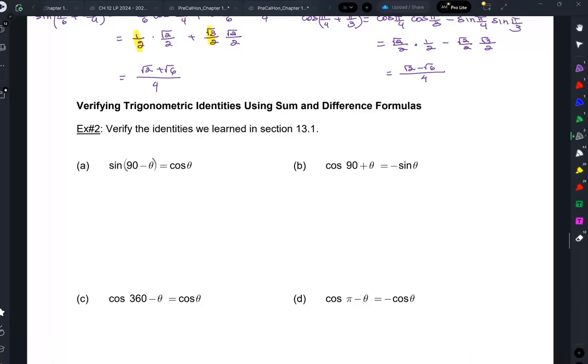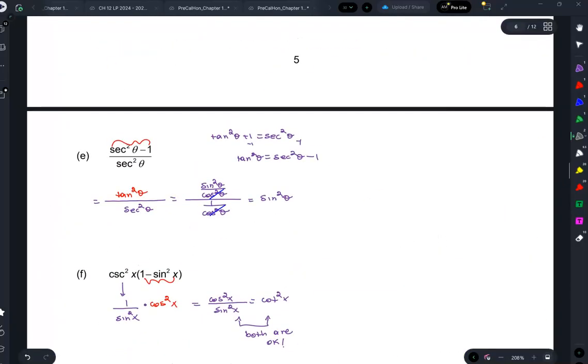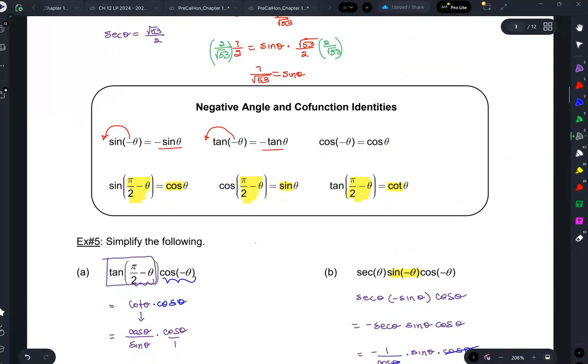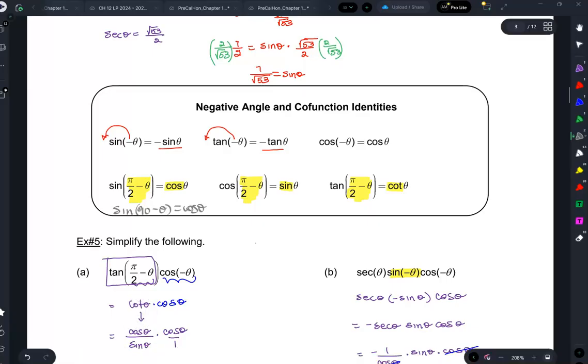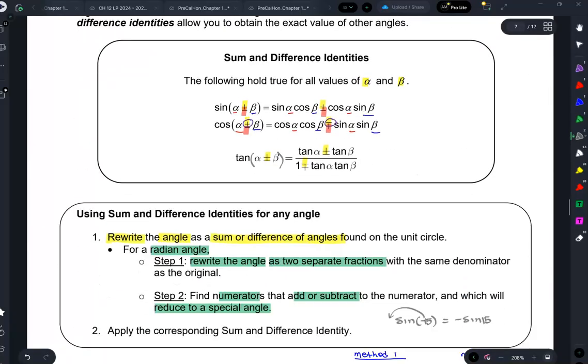Now, if you go back to the first lesson here, we learned all of these identities. One of the ones that we learned were these cofunction identities. Sine of pi over 2 minus theta is cosine, right? Another way to write that is sine of 90 minus theta is cosine theta, right? So if somebody told you that, you're like, okay, no way, there is no way that's true, right? Show me that's true, or verify that that's true. So let's do that now.